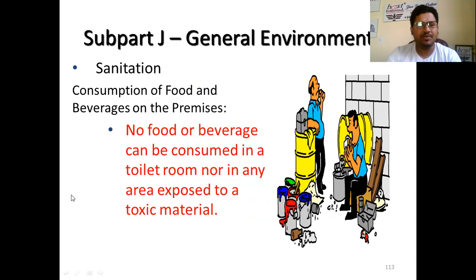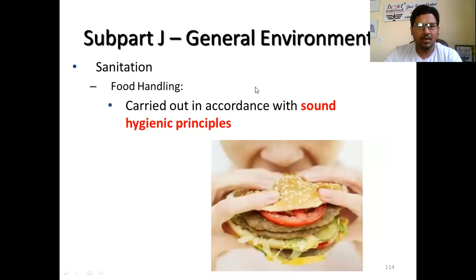Now, sanitation: make sure about the consumption of food and beverages on the premises. No food or beverages can be consumed in a toilet room, nor in any area exposed to toxic material, because there are plenty of germs and bacteria which could contaminate the food and create terrible issues, maybe food poisoning. Okay, guys, another important element is to carry out sound hygienic principles: wash your hands before you eat.